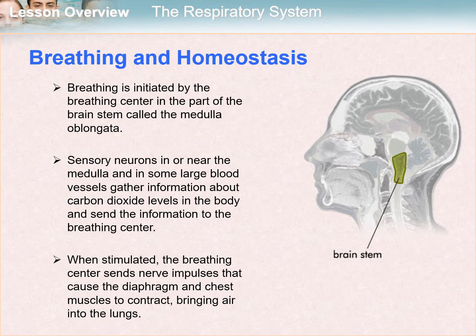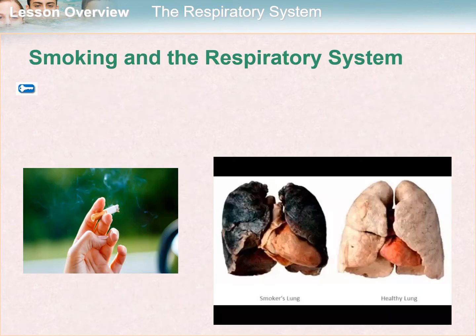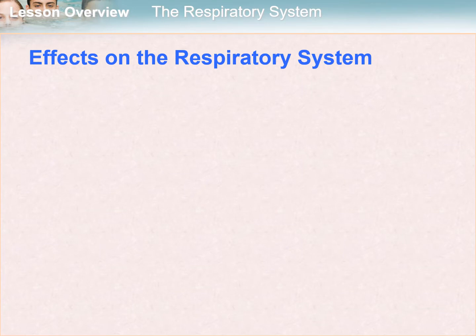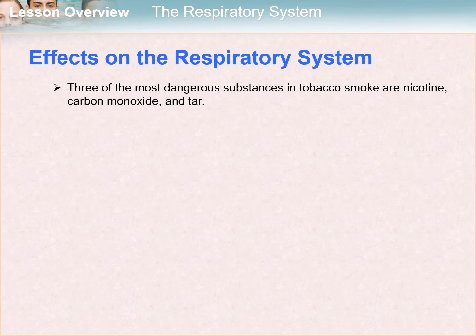Now, how does smoking affect the respiratory system? Chemicals in tobacco smoke damage structures throughout the respiratory system and have other negative health effects too. So what are the three dangerous substances found in tobacco? The three most dangerous substances in tobacco smoke are nicotine, carbon monoxide, and tar.